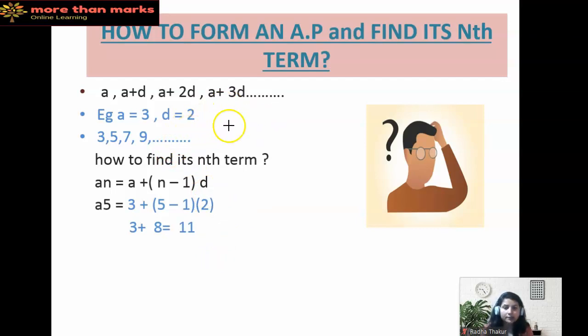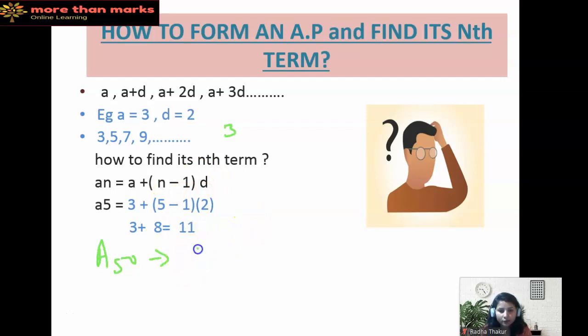So you can find this fifth term by adding D also. Like I just started with 3, 5, 7, plus 2, plus 2 and plus 2. But this is easy to find up to a maximum of 10 terms. But if I ask you to find A50, you can find it by adding also, but this takes lots of time. It just wastes your time. So just use this identity and find the 50th term within a second.